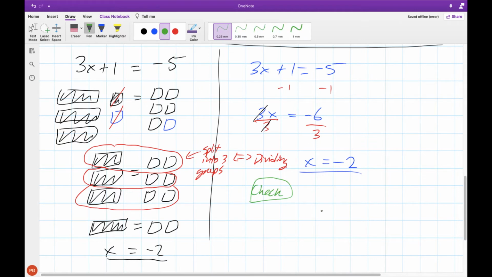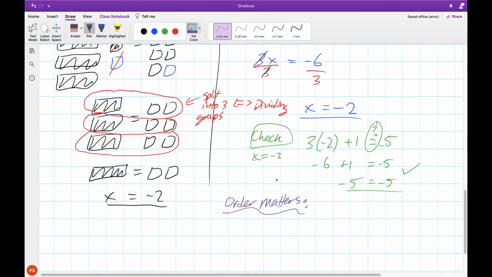Once again, it's important to check. So let's take our equation, 3, substitute in x is equal to -2. This would be equal to -6 plus 1. -6 plus 1 is -5. Right side equals left side, so we know we got it right.